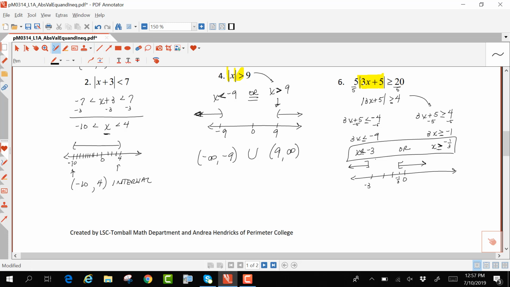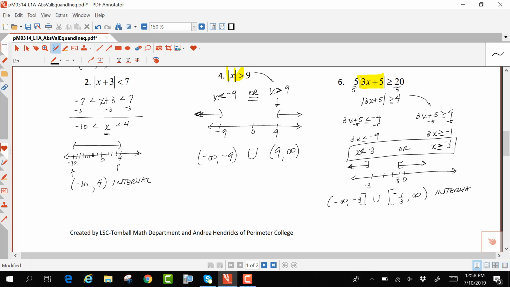In this case, I have two regions of solutions, so I'm going to have two intervals. The right side interval is negative 1/3 to infinity, with a square bracket and a parentheses. The left region is going to be from negative infinity to negative 3 with a square bracket on the negative 3, and the U, or the union symbol, between them, and this is your interval notation.